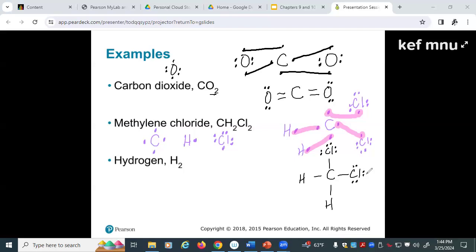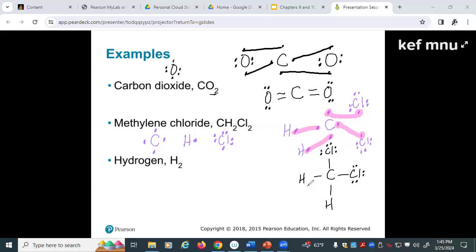Am I meeting the octet rule? Well, for the carbon, I've got 4 bonds, 2, 4, 6, 8 electrons in total. So its octet's fine. For the chlorine, I've got 6 dots plus this bond. 6 plus 2 is 8. So the chlorines are okay as well. For the hydrogen, I have the 2 electrons in the bond and no dots. Is that okay? The answer here is yes.